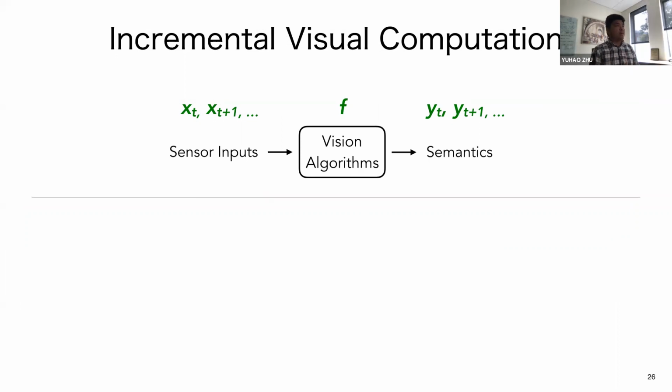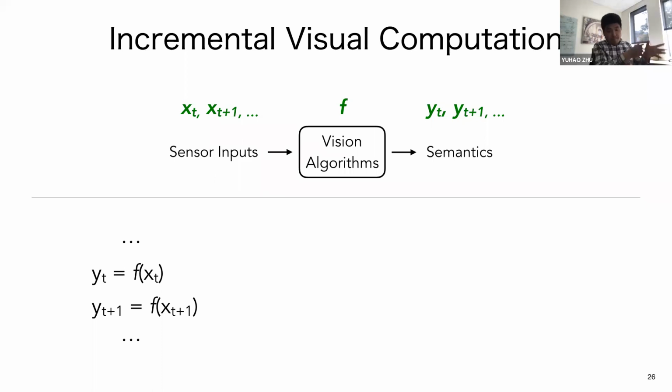The second idea I'll talk about is what I call incremental visual computing, and the way to think about this is that you can regard each vision algorithm, whether it's a neural net or a classic vision algorithm, as just a function f. Typically it takes a sequence of inputs, let's say a sequence of frames over time, and it produces a sequence of outputs over time as well. So x_{t+1} produces y_{t+1}, and so on. Mathematically, that's how computation is carried out.